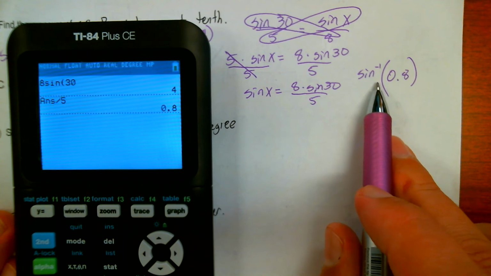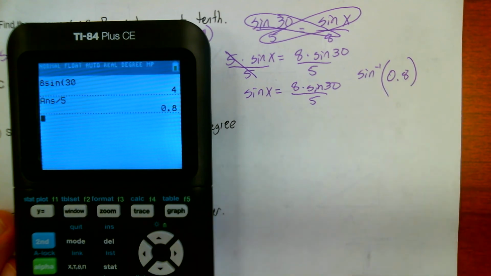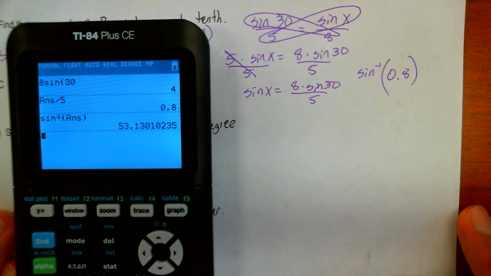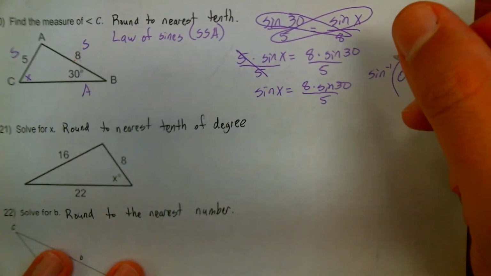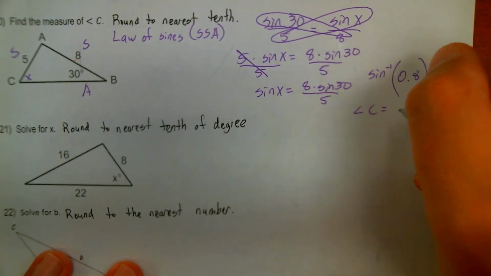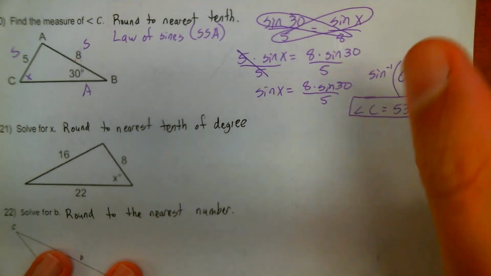Then what I would do is take the inverse sine of that answer. So second, inverse sine of second answer. That gives us 53.1 degrees. That says round to the nearest tenth. So we get angle C, or x, is equal to 53.1 degrees.